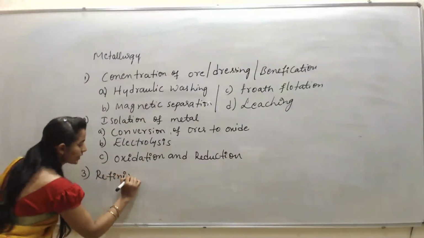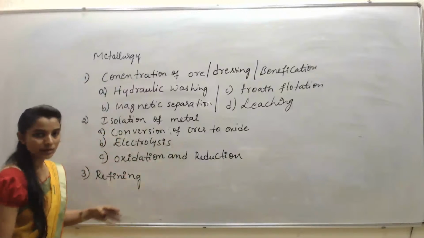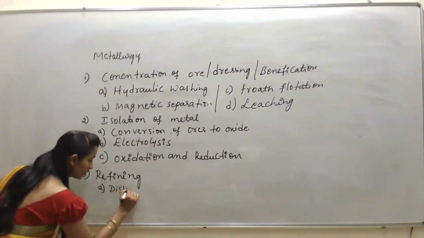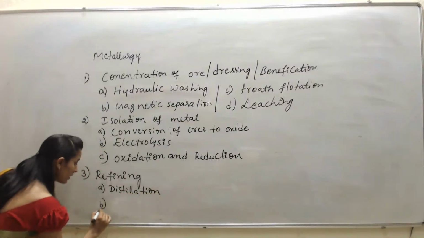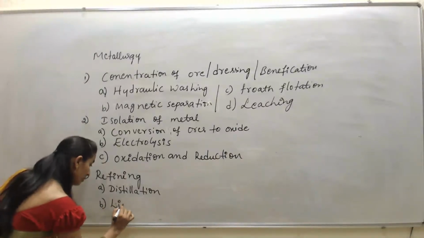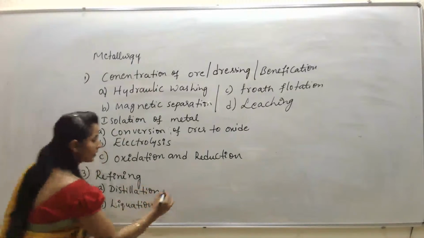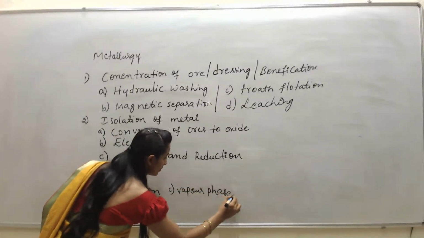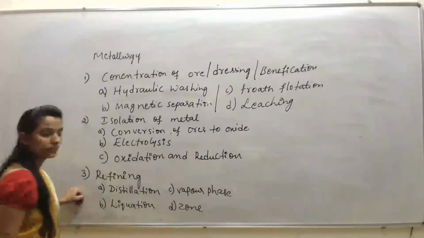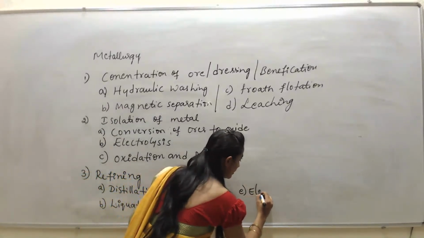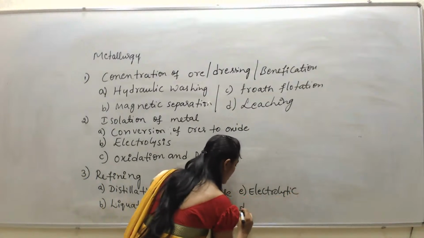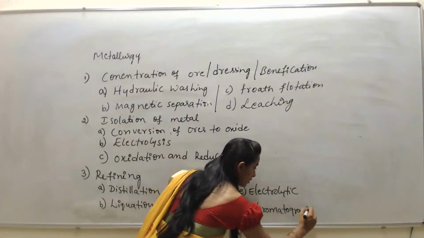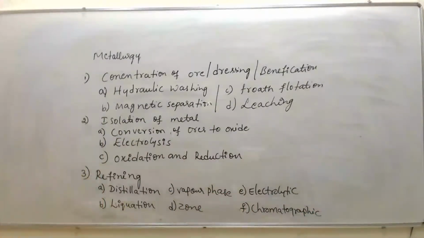Once the metal is isolated by using these three methods, it is subjected to refining. The refining techniques involve distillation, second, liquefaction, third, vapor phase refining, fourth, zone refining, next, electrolytic refining, and the last one is chromatographic refining. So these are all the refining methods.